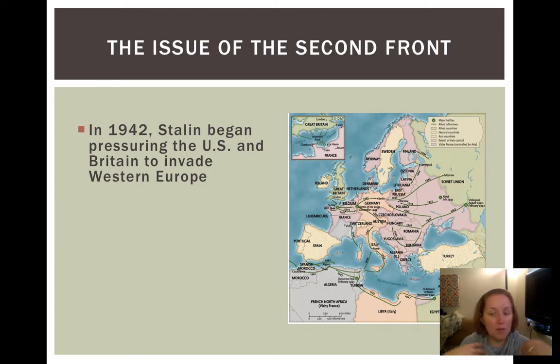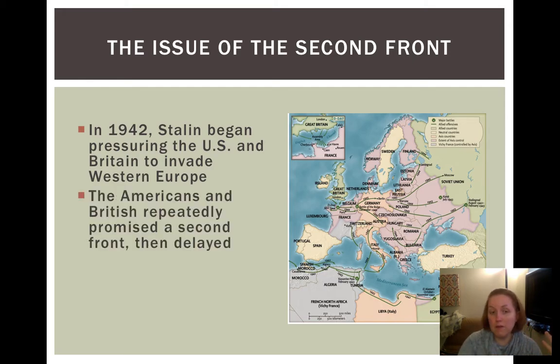Roosevelt keeps promising that this invasion is coming soon, and Stalin keeps pressuring FDR and Churchill to set a definite date for it. Now, the Americans and the British assure Stalin that the Second Front is coming, but they can't agree amongst themselves on where and when to invade. The Americans say, we want to go in now. We want to go in through Northern Europe now. But the British are saying, no, we're not ready yet.